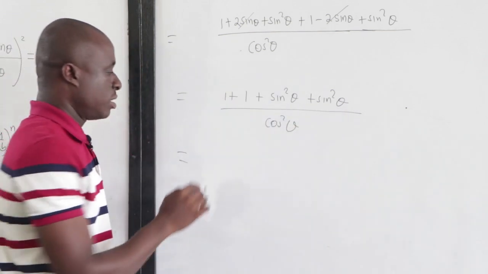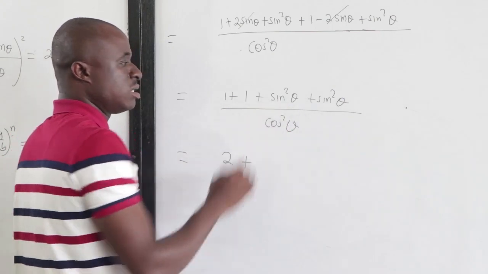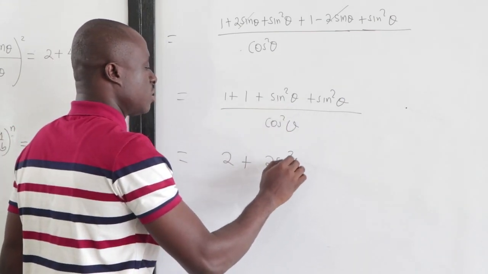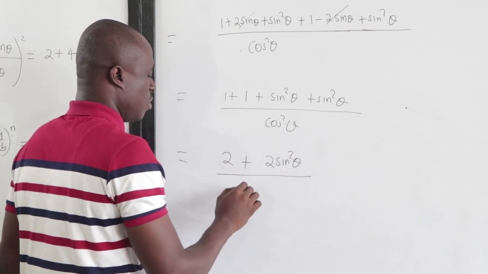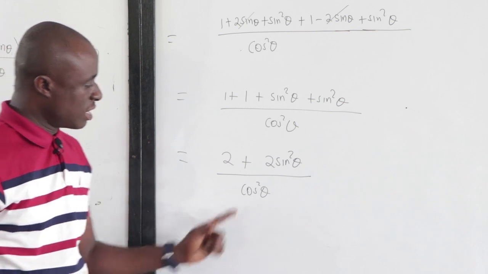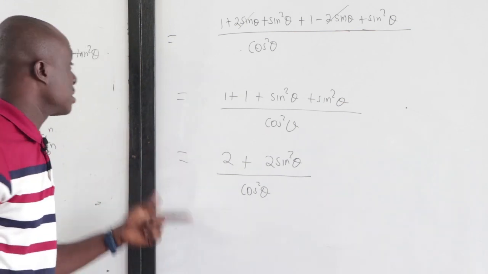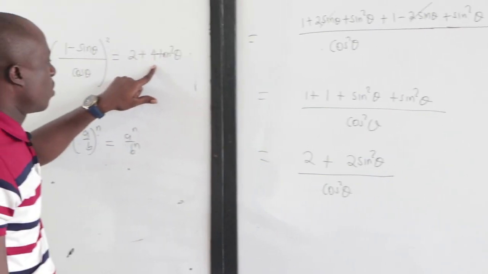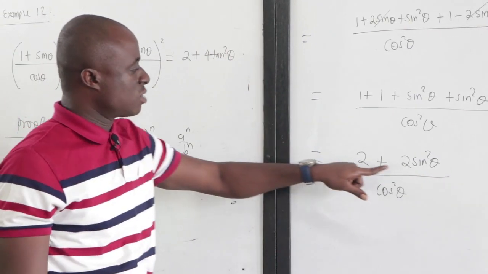Now 1 plus 1 is 2. Sine theta plus sine square theta, that is what? 2 sine square theta all over cos square theta. Clearly, what is the question asking us? The question is asking us, we should show that we have what? 2 plus 4 tan square theta. But in this case, what do you have to?